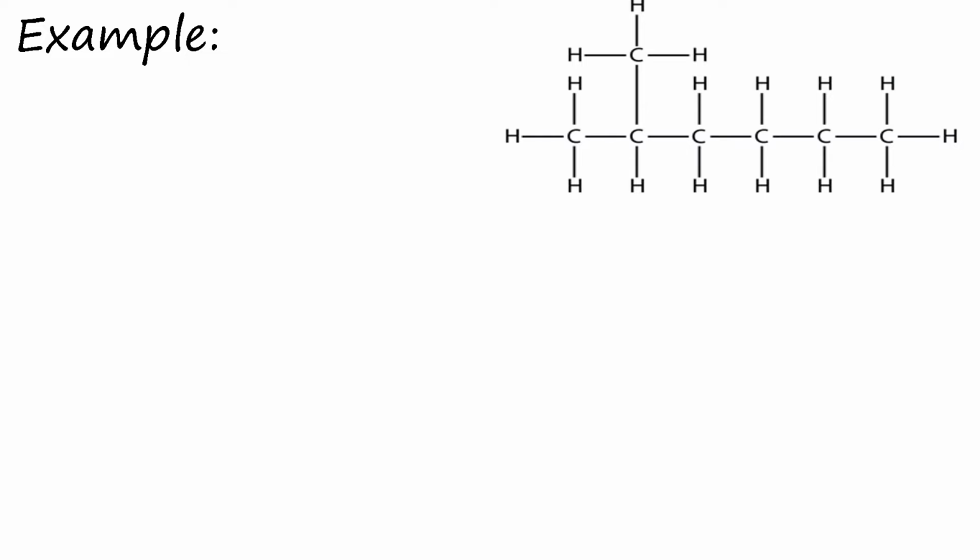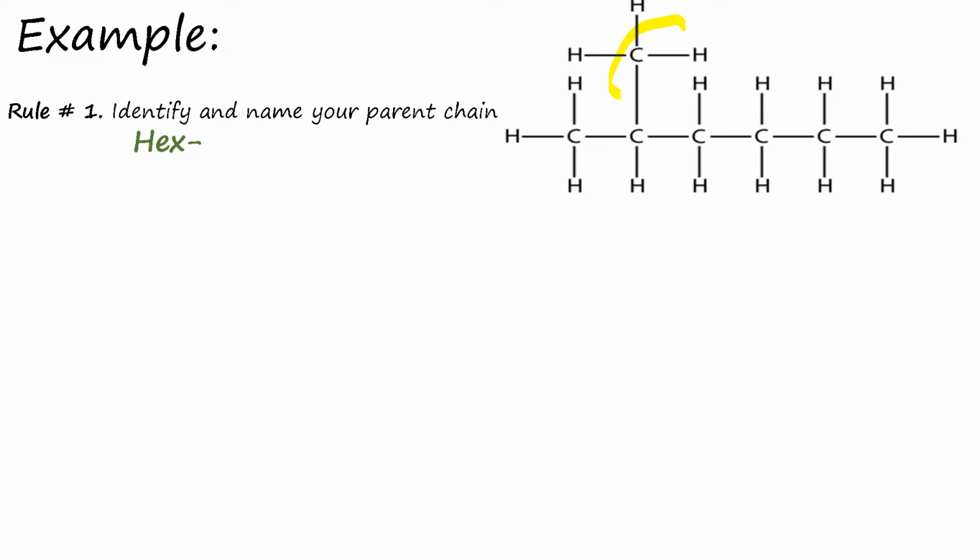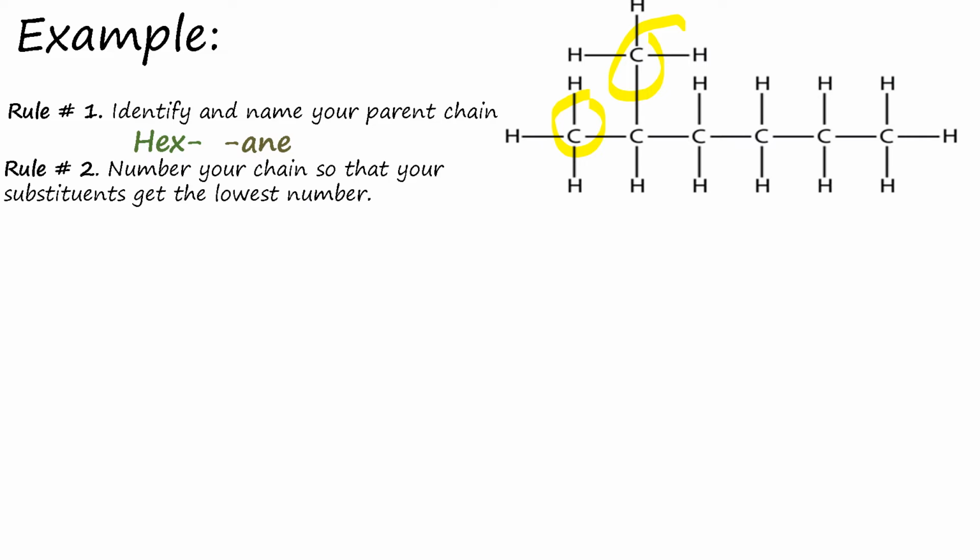So the first thing that we have to do is identify and name our parent chain. In this case, we can either start counting from this end or this end, it doesn't matter. So 1, 2, 3, 4, 5, 6, and that's hex. Since it's all single bond, that's an alkane, so we're gonna have an ending of A-N-E. Next, number your chain so that your substituent gets the lowest number. If we start counting from left to right, our substituent will be on carbon 2. However, if we count from right to left, it will be on carbon 5. So we'll go from left to right.